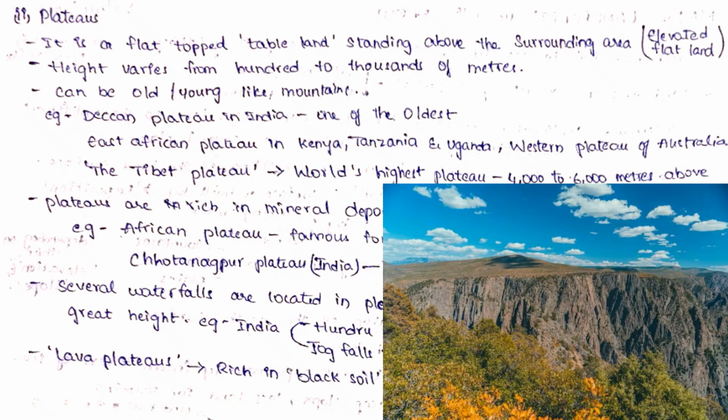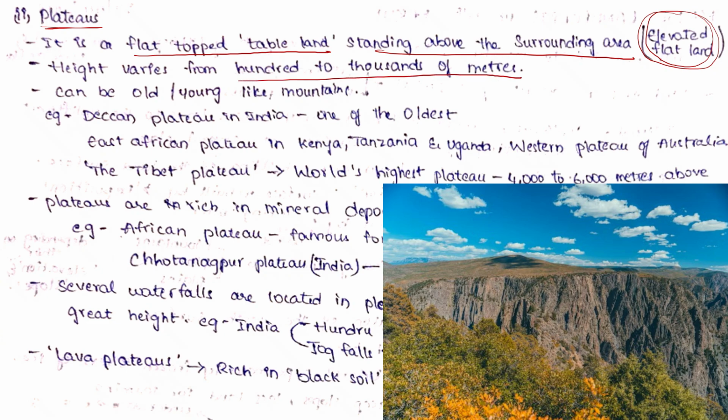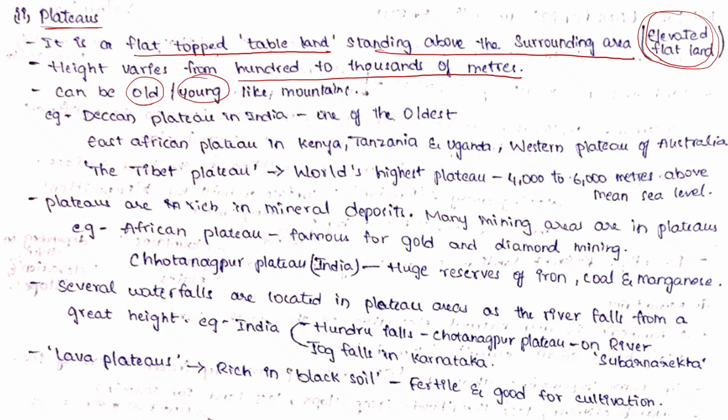Now let's know about plateaus. A plateau is a flat-topped tableland standing above the surrounding area. In other words, we can say a plateau is an elevated flat land, and the height of the plateau differs from 100 to thousands of meters. And plateaus can also be old plateaus or young plateaus, like old mountains and young mountains. Examples are Deccan Plateau in India, which is one of the oldest plateaus, and East African Plateau in Kenya, Tanzania and Uganda, and Western Plateau of Australia are other examples.